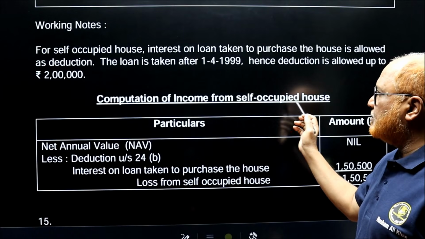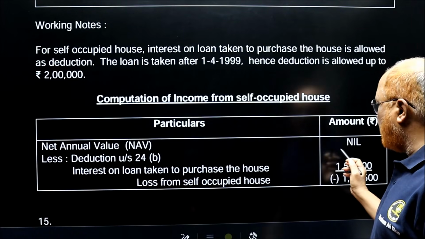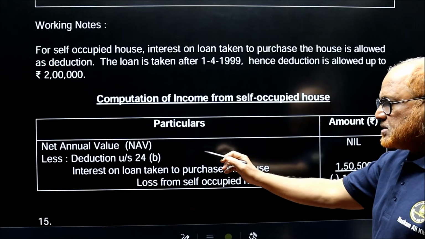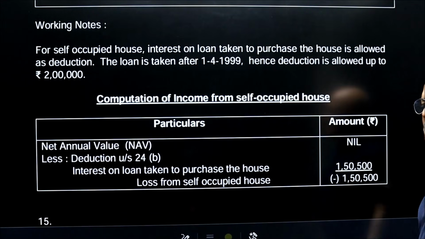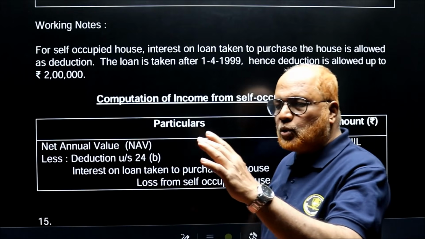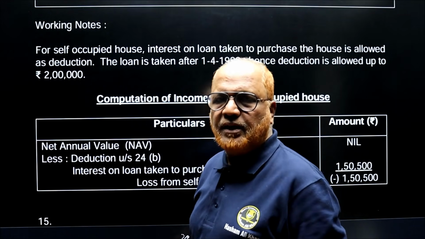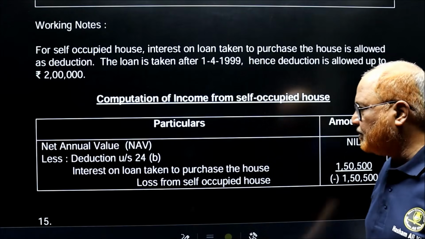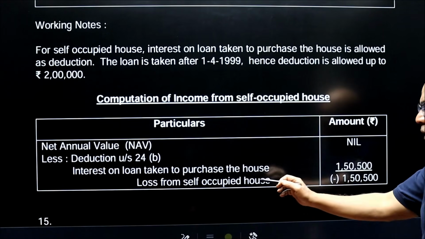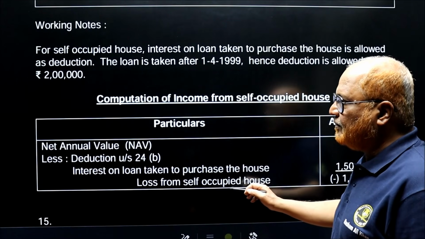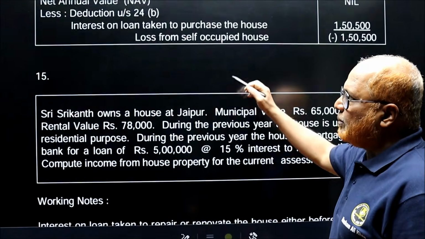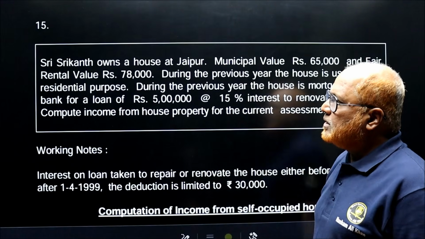So computation of income from self-occupied house: net annual value is nil. And deduction under section 24B, interest on loan taken to purchase the house, 1,50,500. Limit up to 2 lakh rupees, it is allowed as deduction. Here the loan interest paid is 1,50,500. The loss from self-occupied house is 1,50,500. That's it. Now I am coming to the 15th problem.